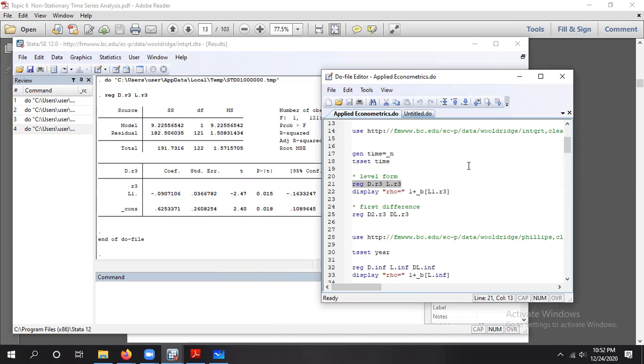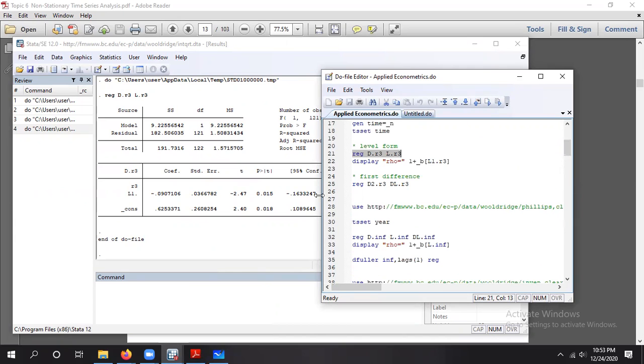So how do I regress this model in the first difference? We still use REG, but the dependent variable must be in the second difference, so we put D2. D2 refers to the second difference of R3, regressed on the first difference, DLR3, meaning the first difference at lag 1. This is the command for the start.